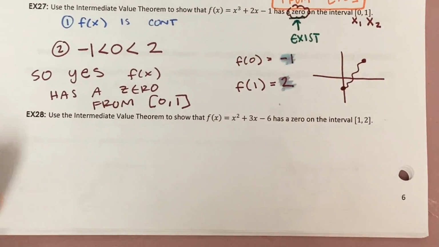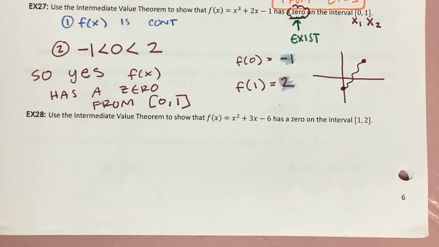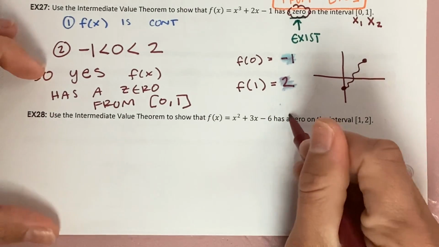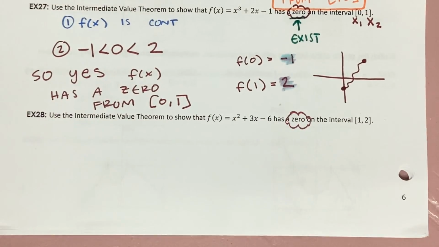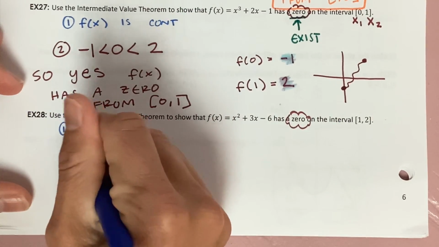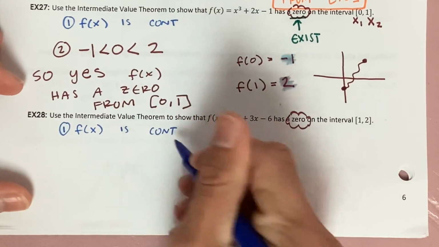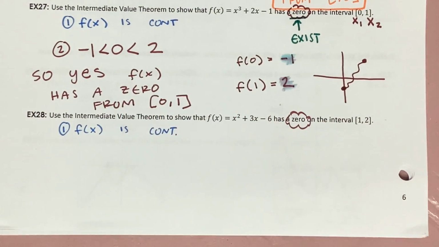All right, 28. Use the intermediate value theorem to show that f of x equals x squared plus 3x minus 6 has a 0 from 1 to 2. So once again, we are proving this guy has a 0. So the first thing I need to show is what? It's continuous. And is it continuous? Yes, because there's no holes, there's no jumps, there's no VA. So f of x is continuous, and that is going to be true for all polynomials. Polynomials are continuous because there are no holes, jumps, or VAs.